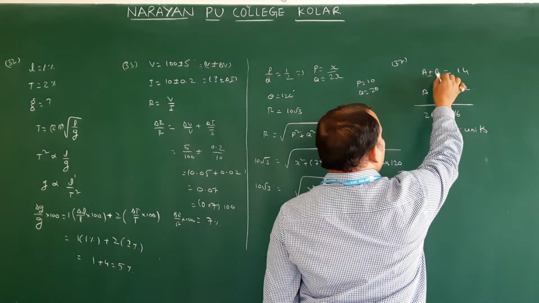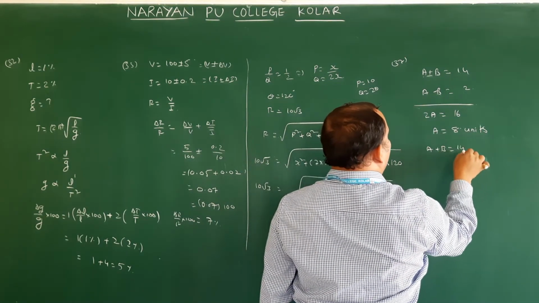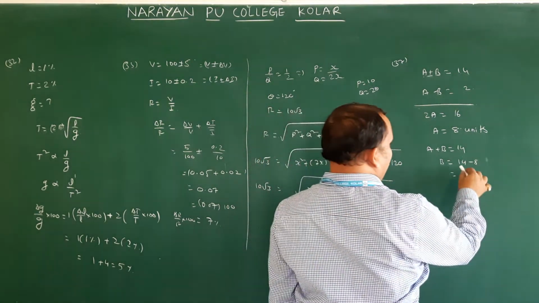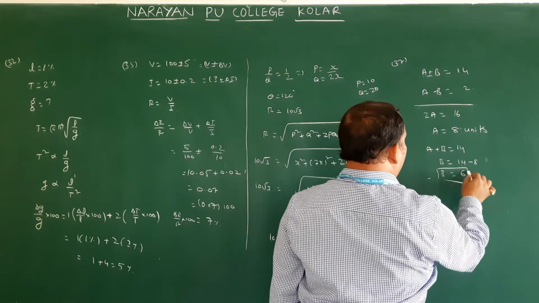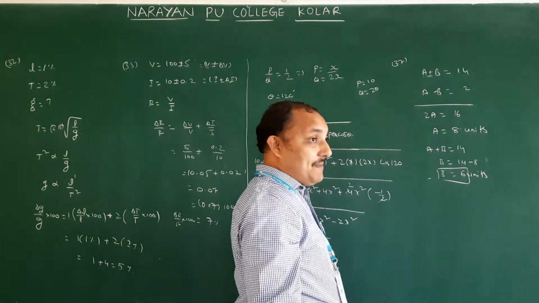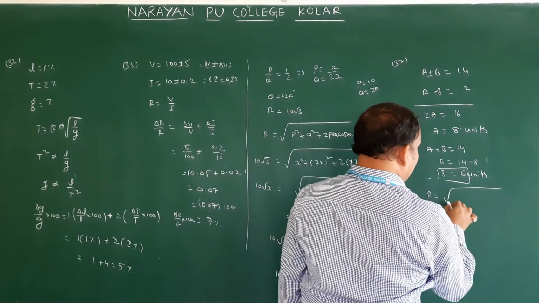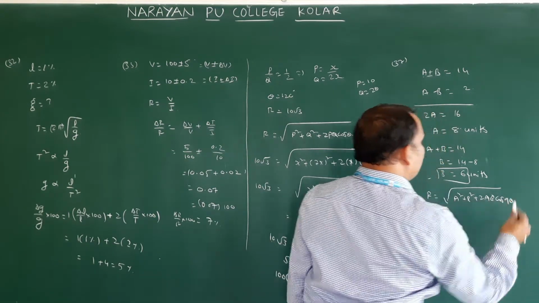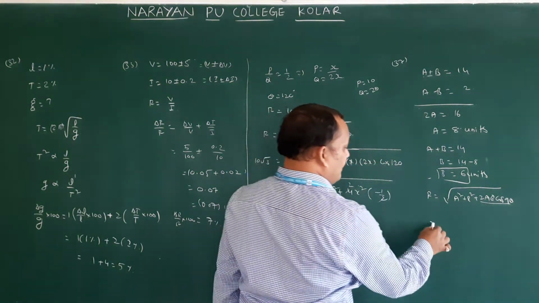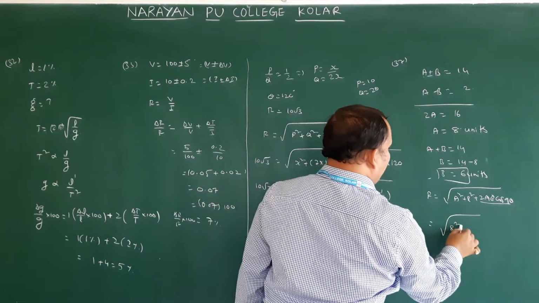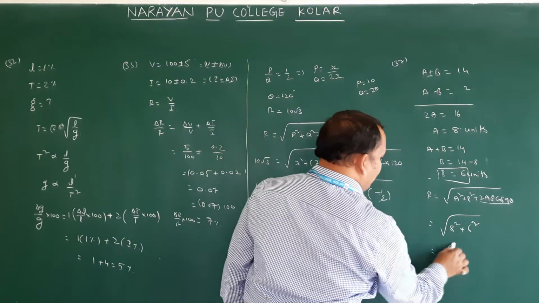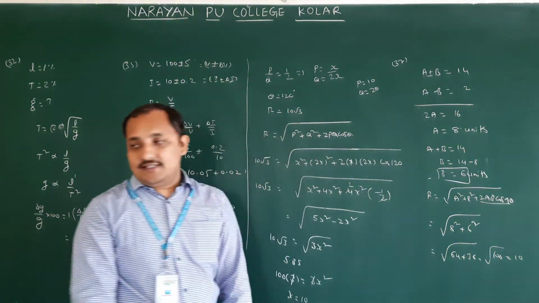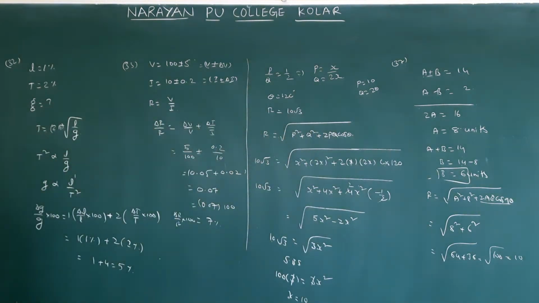If A is 8, what is B? A plus B is 14, then B is equal to 14 minus 8, which is 6. B value 6 units. These two are perpendicular to each other, so the formula is root of A square plus B square plus 2AB cos 90. Cos 90 value is 0. Therefore 8 square, 64, plus 6 square, 36, root 100. So the resultant is 10 units. Option 2.